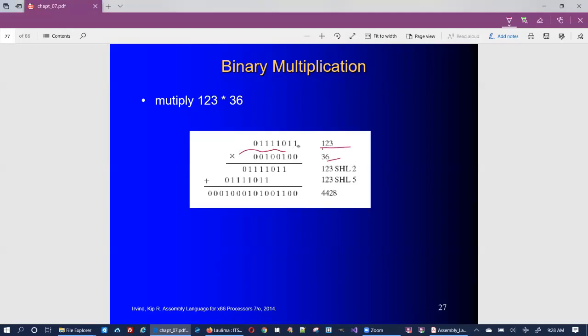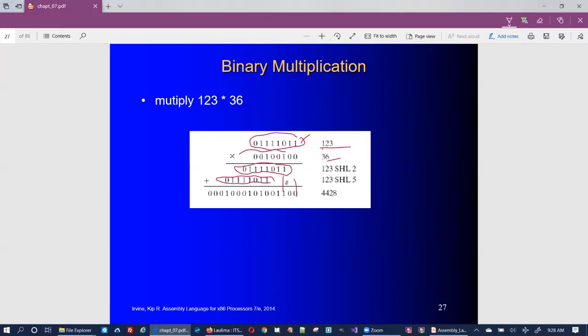Since it's a 1 here, this is copied down into this position, shifted left 2. And then shift left 1, 2, 3, 4, 5, and you're copying this down here. That's the same thing here, and then you just add them up.